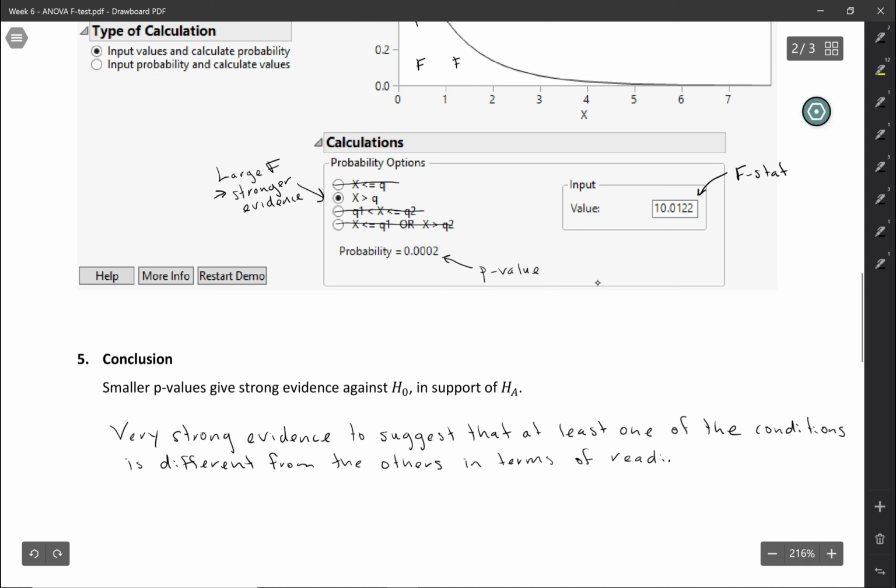So this isn't necessarily a satisfying conclusion, just to say that at least one is different. So in the next video, we're going to learn how to do a follow-up test to decide which of the conditions are different from each other.